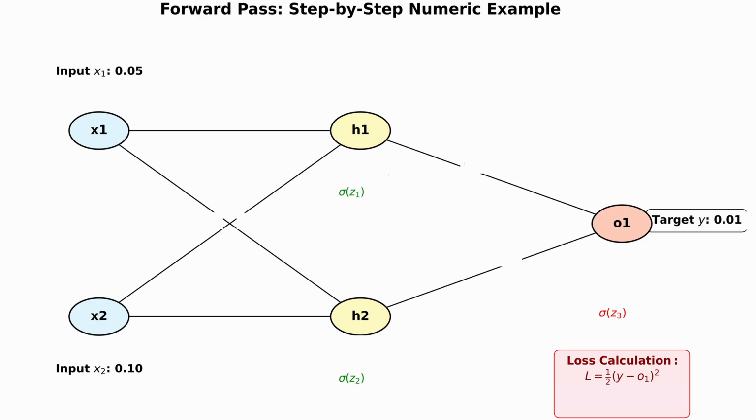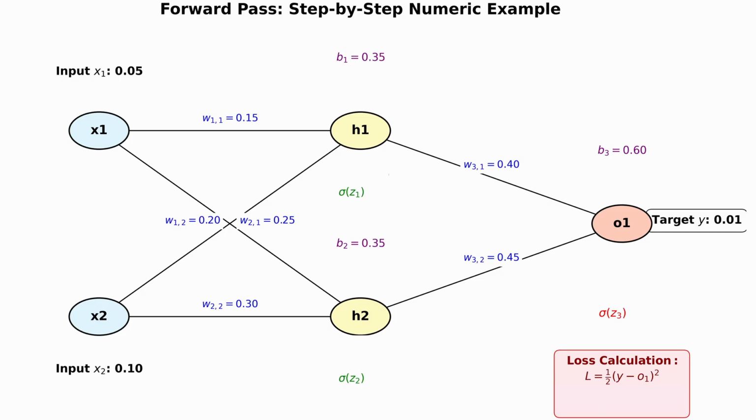Our hidden layer weights and biases are, for h1, our weight from x1 to h1 will be 0.15, our weight from x2 to h1 will be 0.2, and our bias for h1 will be 0.35. For h2, our first weight will be 0.25, our second weight will be 0.3, and our bias will be 0.35 as well. From h1 to our output layer, our weight is 0.4. From h2 to our output layer, our weight is 0.45, and the bias is 0.6. The activation function is the sigmoid function. The learning rate is 0.5.